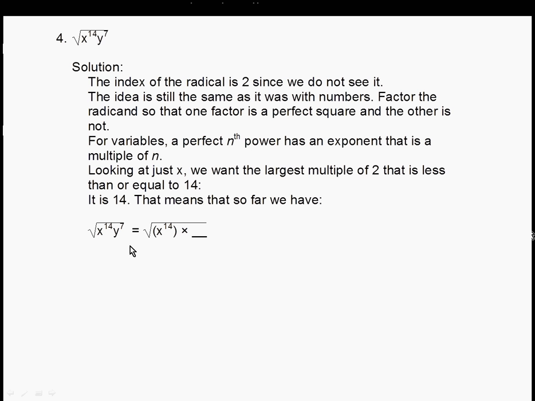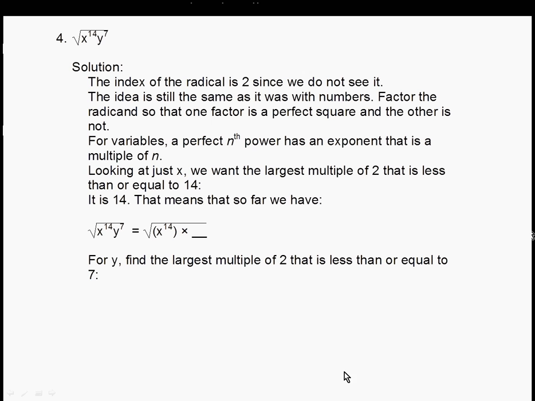Okay, now looking at the y. The largest multiple of 2 that is less than or equal to 7, it's 6. So I'm going to have a y to the 6th join the x to the 14th, but I'm still going to need one y over here. Notice this exponent is 7 minus 6.